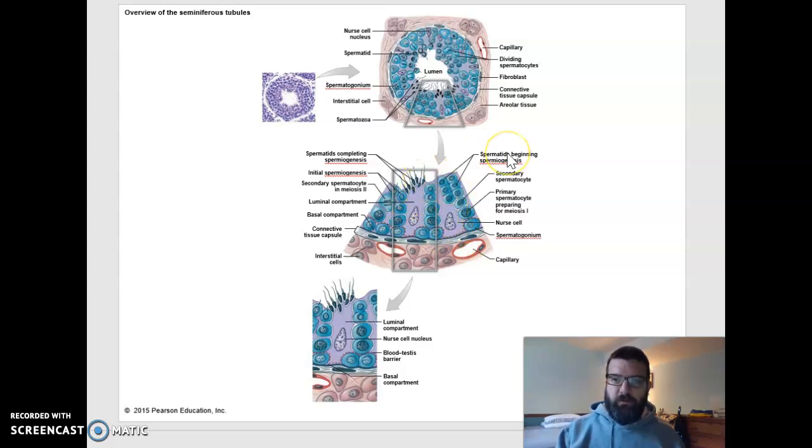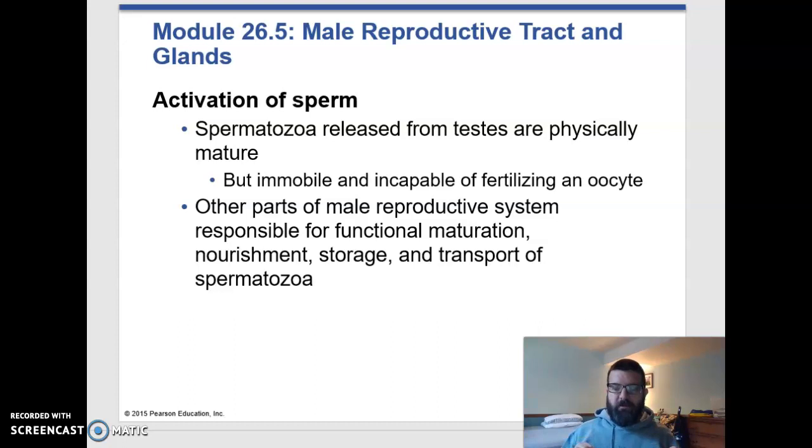You also have, in between these developing sperm, these larger cells that are called nurse cells, or sometimes called Sertoli cells. And these help sort of nutritionally care for the developing sperm as they go from spermatogonium to spermatid to immature sperm.